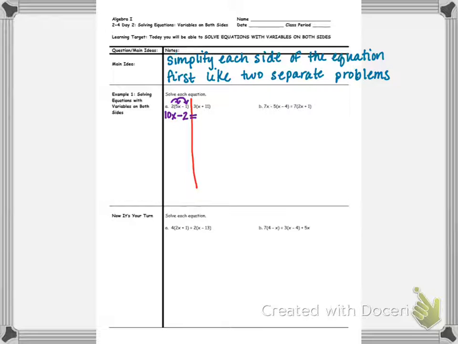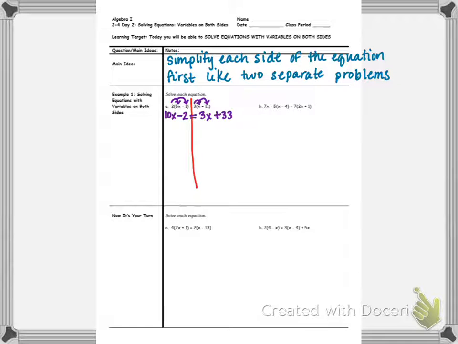Equals, now we're going to look at the right-hand side. 3 times x and 3 times positive 11. That is going to give us 3x, and 3 times 11 is positive 33. I look at my right-hand side. Are there any like terms to combine? No. So now I'm here where I have equations with variables on both sides, and they are written in their simplest form, the easiest form for me to move a variable over.